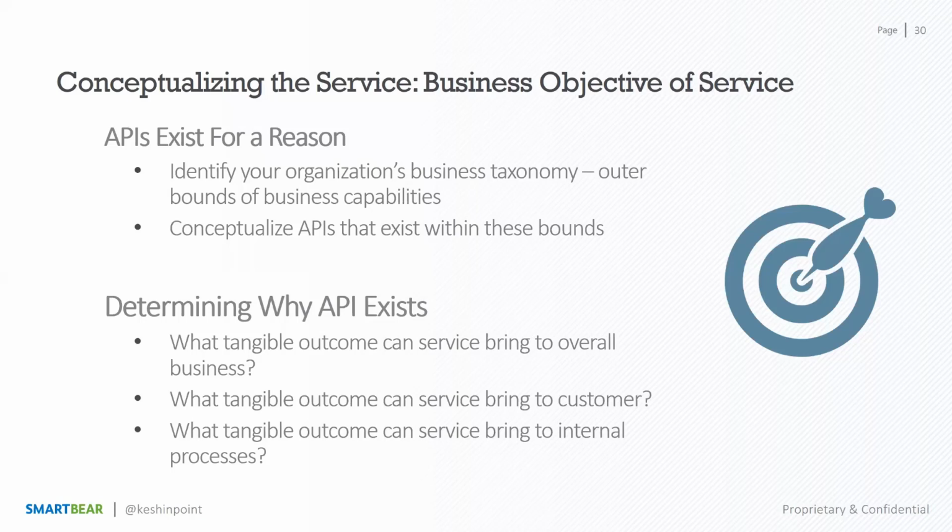What tangible outcome can the API bring to the customer? And finally, what tangible outcome can the service bring to an internal process? These are some of the things you need to be thinking about, because these services are stable, business-driven, and not technology-driven APIs that exist. They shouldn't be isolated. They should be sustainable, and they shouldn't be solving specific small needs. You need to be thinking about the broader picture over here.